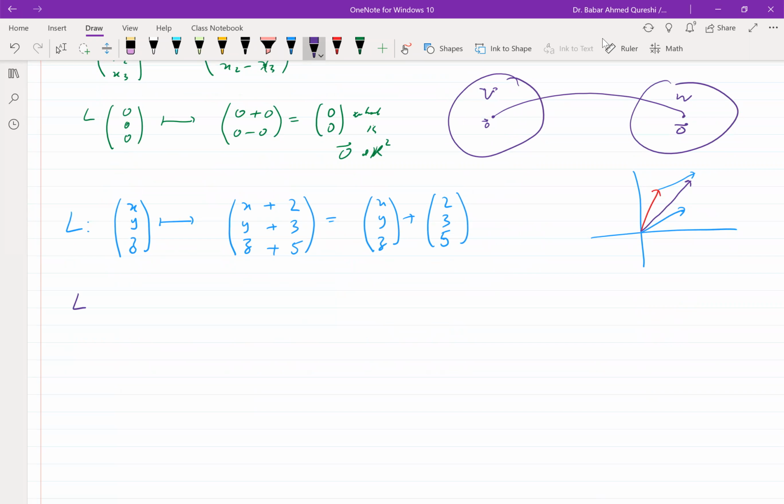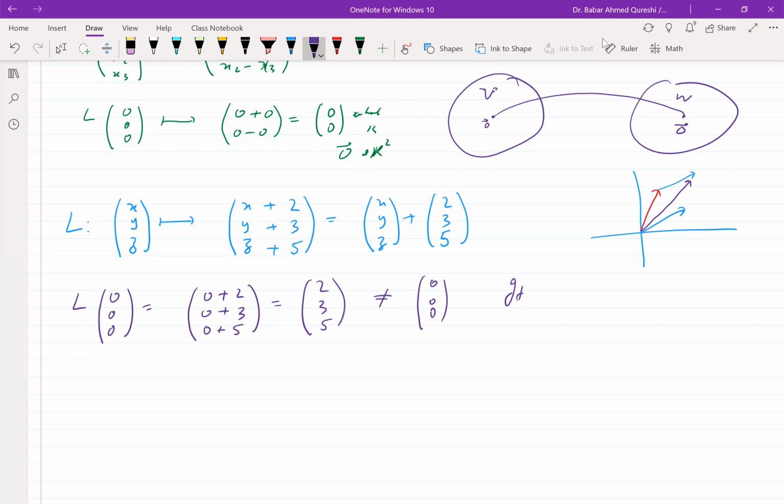But if I apply it to the zero vector, what do I get? 0 plus 2, 0 plus 3, 0 plus 5. So I get 2, 3, 5, which is not 0. So that means this could not be linear.